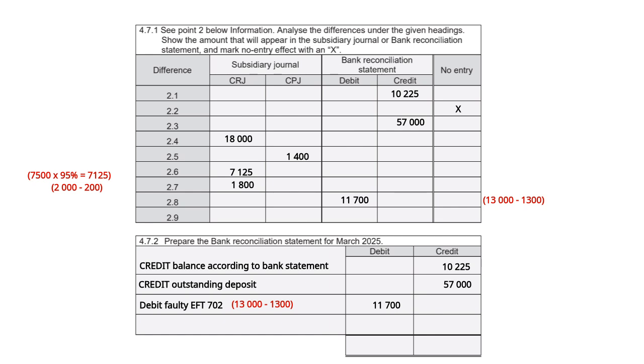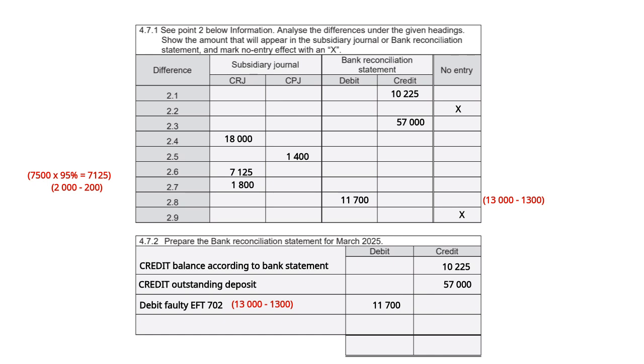Then 2.9. EFT 703 appears correct on the bank statement as 7,000. It was also outstanding as 7,000, so that is just a tick. It was outstanding, now it does appear, so there is no further error that we need to fix. Now let's go and complete, okay, so 2.9 at the top had no entry, so just make that at the last column no entry. It was just a tick. It was outstanding, but now it did appear, so it's a tick.